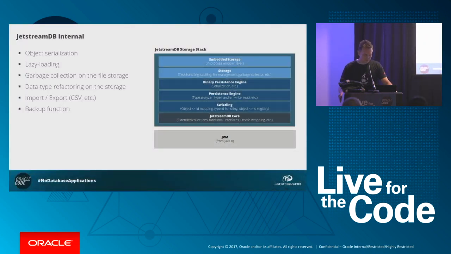So here is the architecture of the storage stack. We had to develop an object serialization. We were not able to use the Java object serialization. We had a lot of trouble with that, so we did it ourselves. We have a lazy loading strategy and a garbage collector for operating on a file. So it's nearly the same stuff. What the JVM has to do on the memory, we had to develop for doing it on a plain file store.